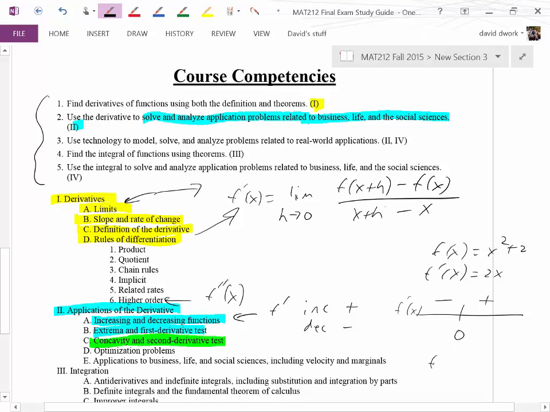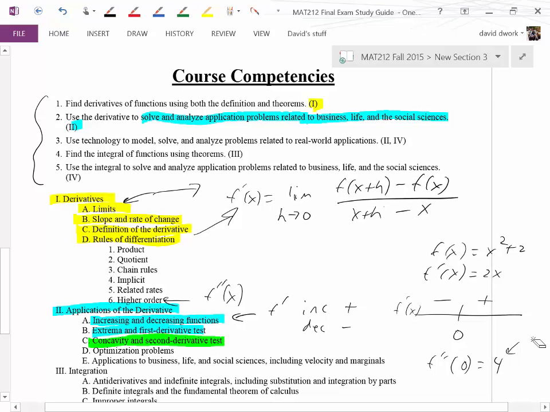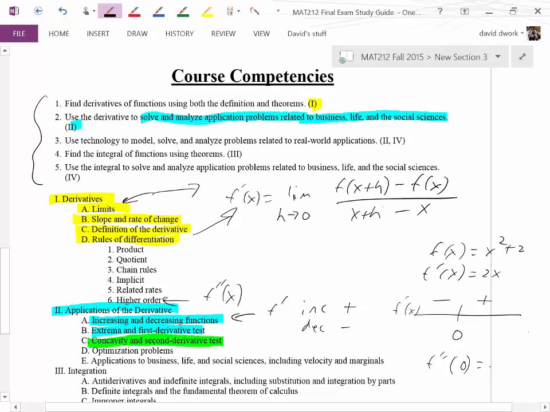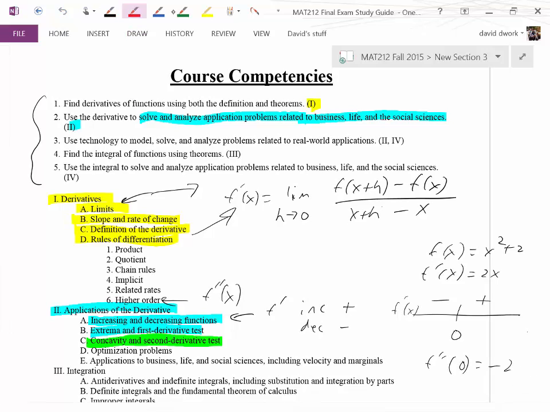What does it mean if, at that point, my second derivative at 0 is 4? That means it's concave up, right? So therefore it's positive, which means it's a minimum because it's concave up. Or if I had a negative 2, for example, then it's concave down, which means it's a max, right? So again, how do you use, not just find first derivatives, find second derivatives, but how do you use them?